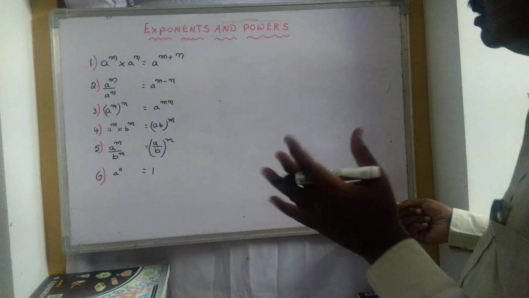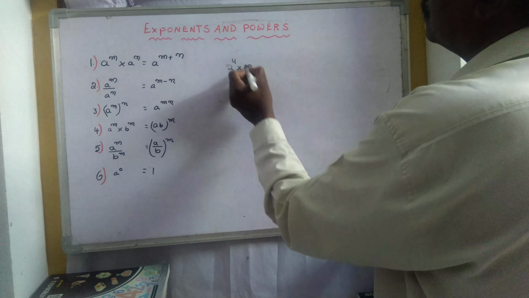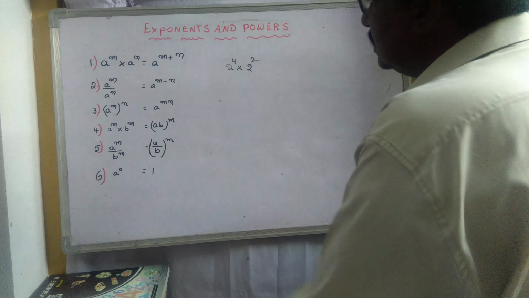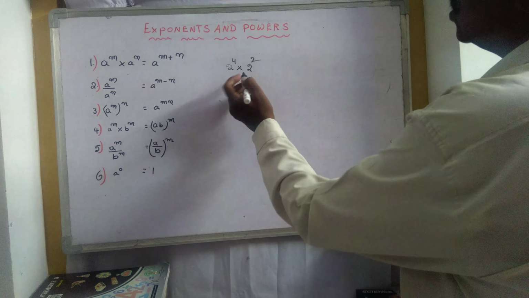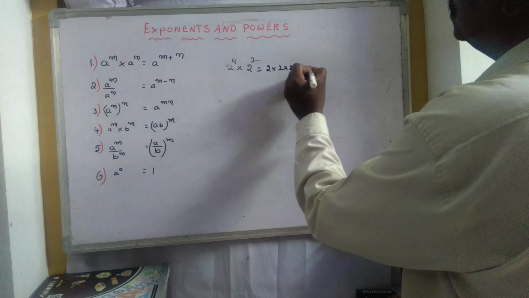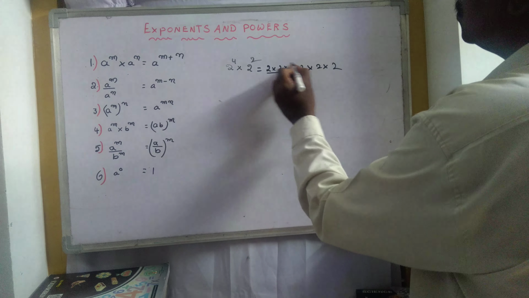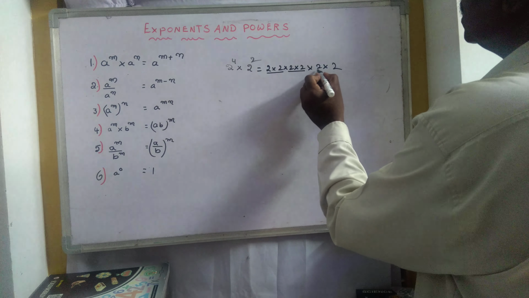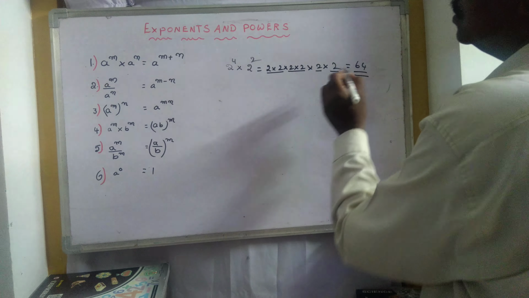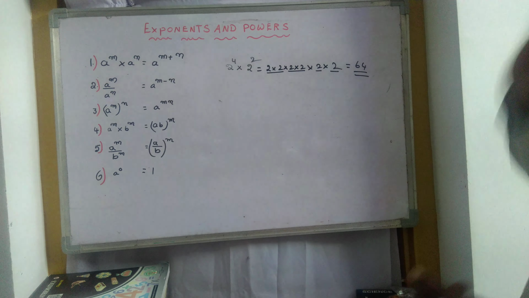Take simple values. You have to take 2 to the power of 4 into 2 square. First, you write the product of these two numbers: 2 into 2 into 2 into 2 into 2 square, 2 into 2. 2 2s are 4, 2 2s are 4, 4 4s are 16, 16 2s are 32, 32 2s are 64. So the product of these two numbers is equal to 64.